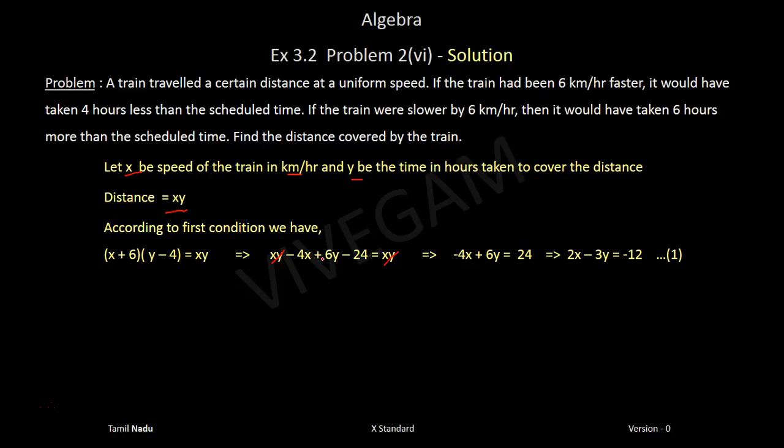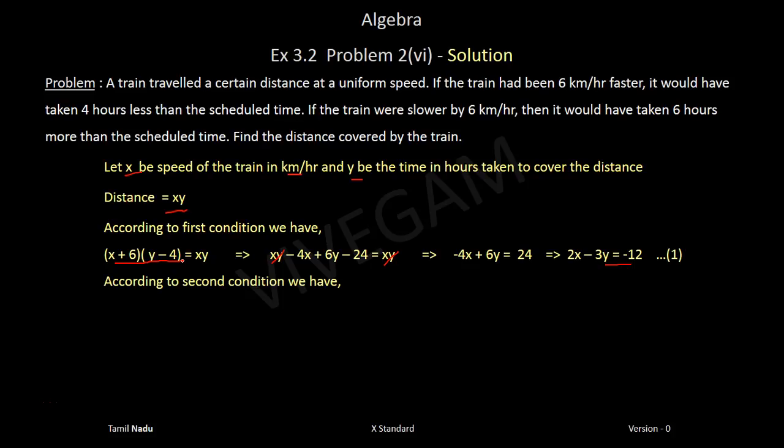You will get minus 4x plus 6y equal to minus 24, and you can see 2 is common, right? So divide it by minus 2. So you'll get minus 4 by minus 2 is 2x, 6 by minus 2 is minus 3y, and 24 by minus 2 is minus 12. So this is the first equation. I'm not explaining this here because we have already discussed this in detail in the discussion part. Okay, if you have doubt, please go back to the discussion part of the video.